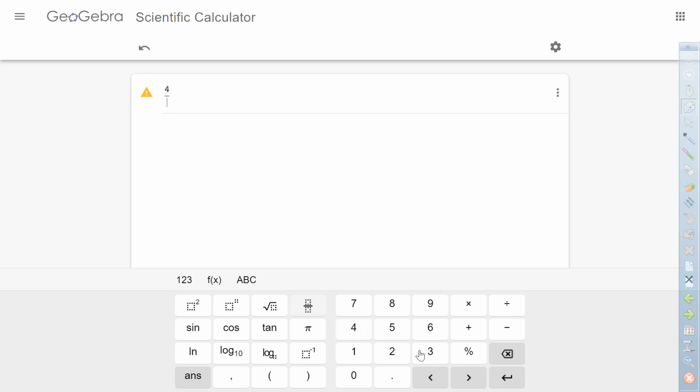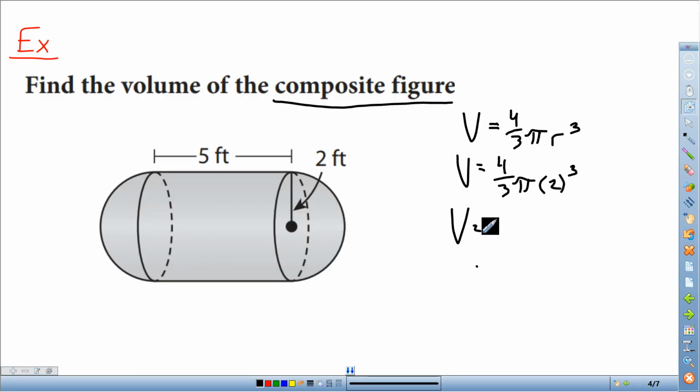So 4/3, move my cursor next to it, pi 2 to the power of 3. All right, and I'm getting a 33.51, so we're going to just round this to a 33.5. All right, so there is part of my composite figure.